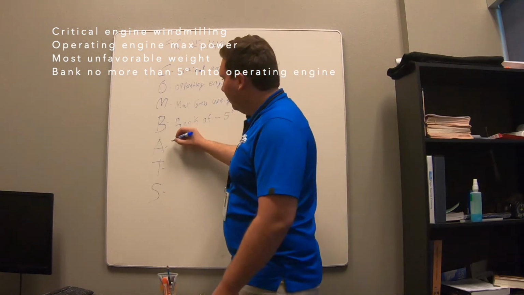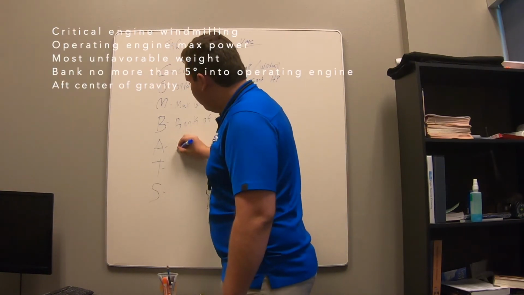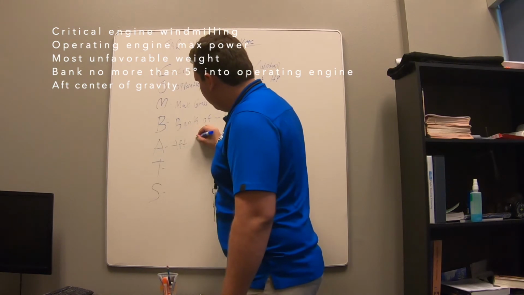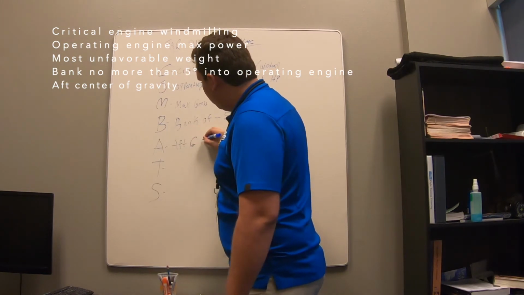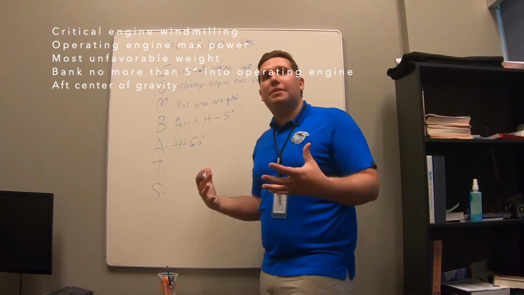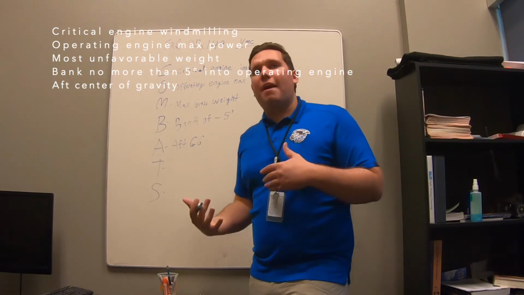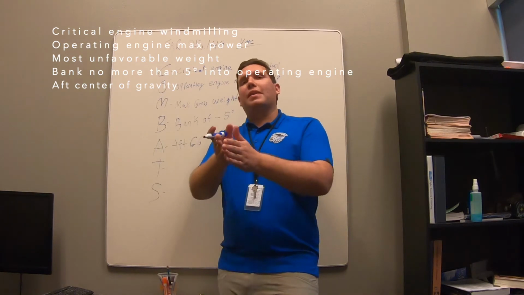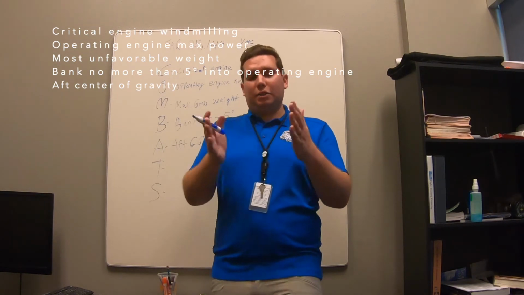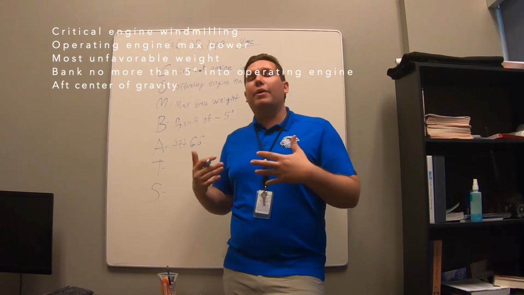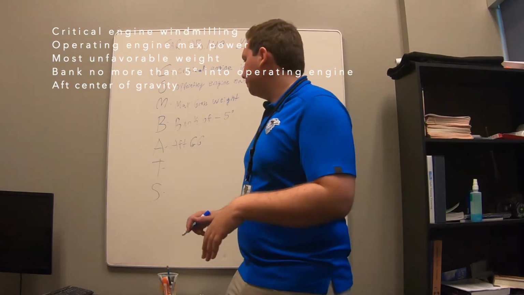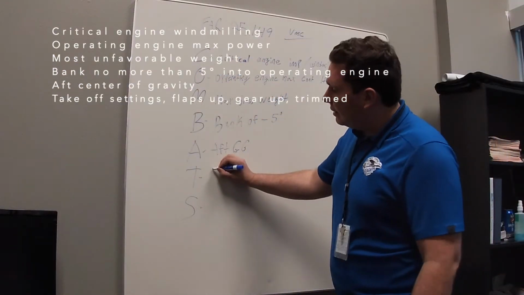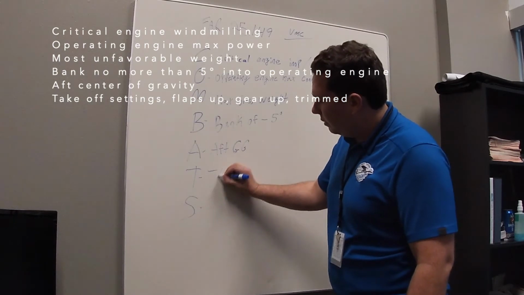The A is an aft CG. We know that an aft CG is a little more unfavorable because everything in multi-engine flying comes down to the rudder. If we have an aft CG, we have a smaller arm to that rudder, we have less control authority over it. The T is takeoff settings.